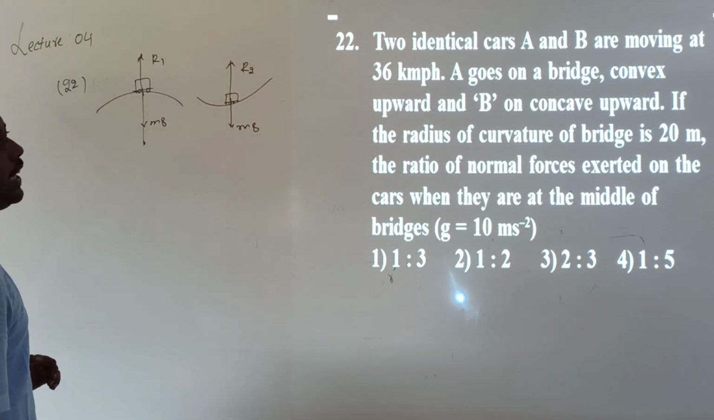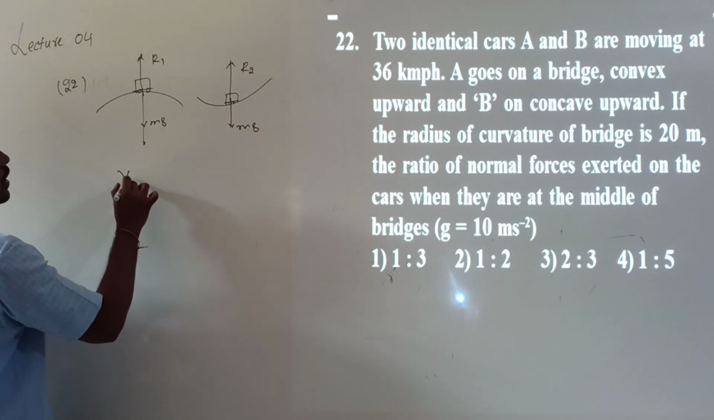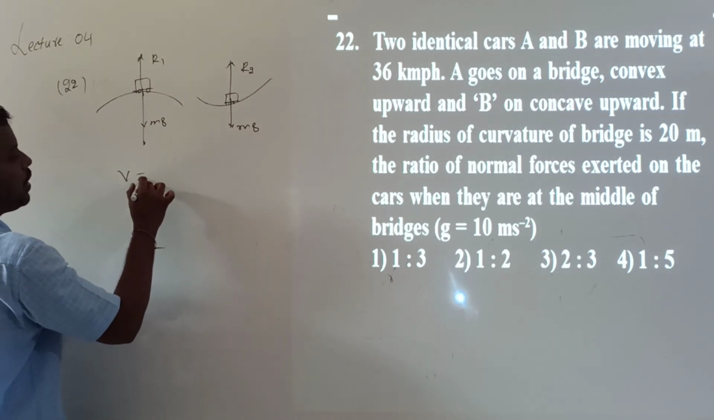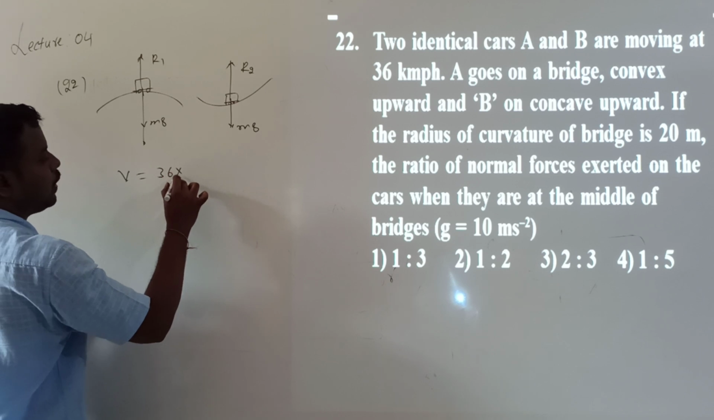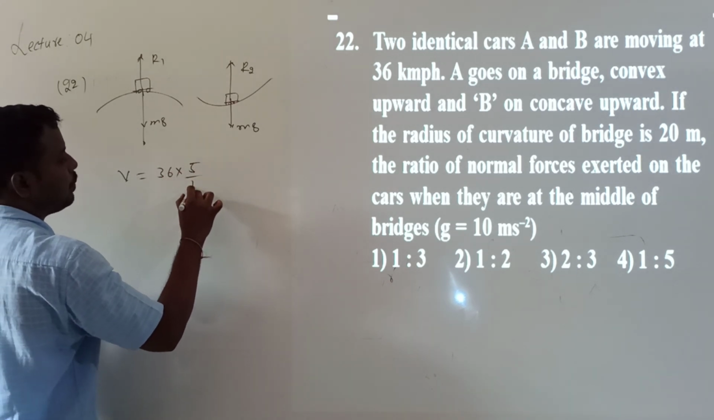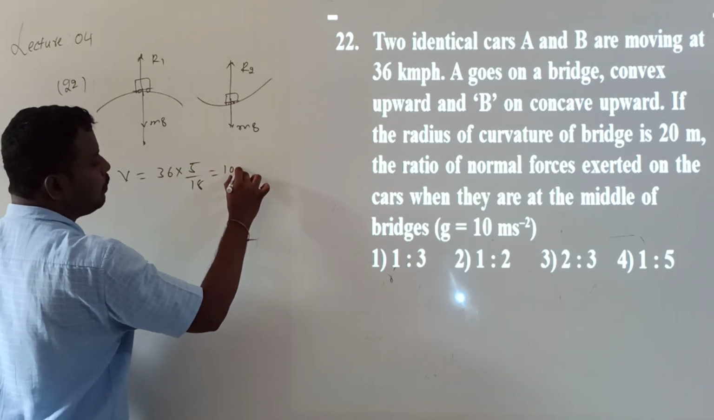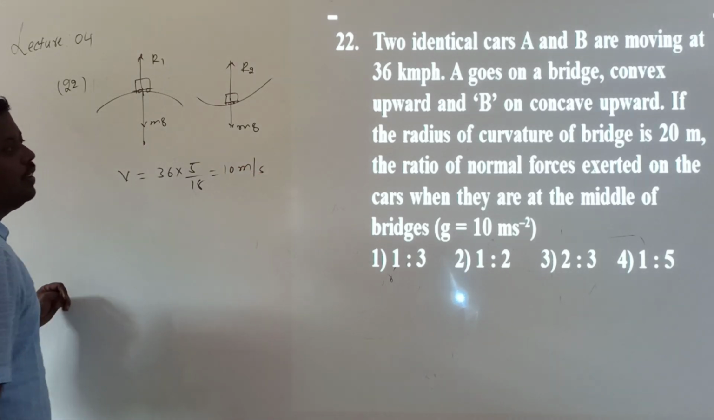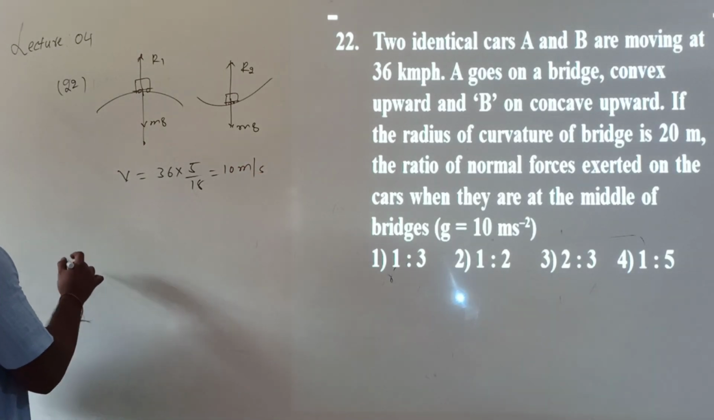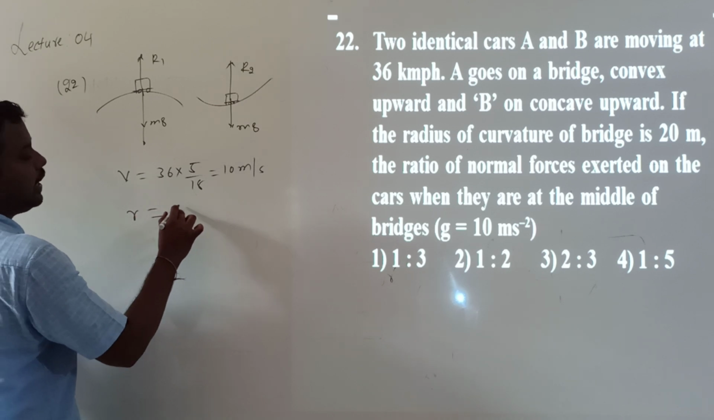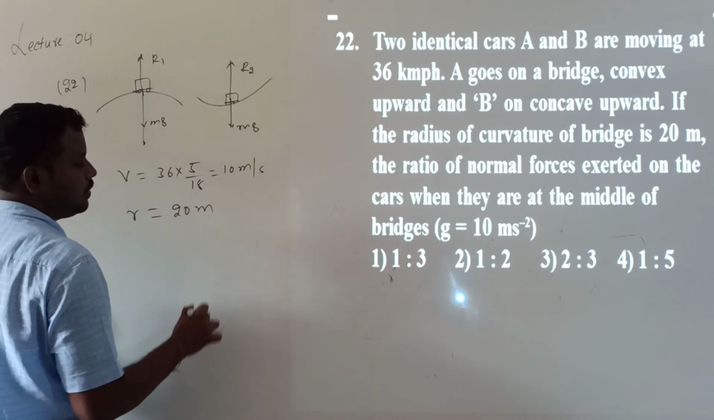Correct? And they have given the speed of the two cars. Two cars are moving with the same speed, so the V value is equal to 36 km per hour. 36 into 5 by 18 is 10 meters per second. Okay? What is the radius of the track given? The radius value is 20 meters.